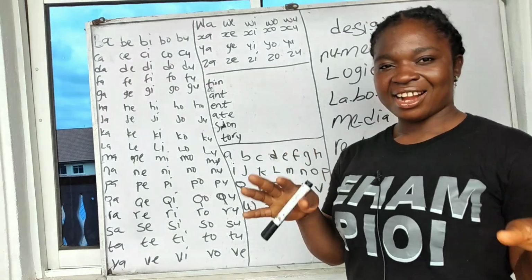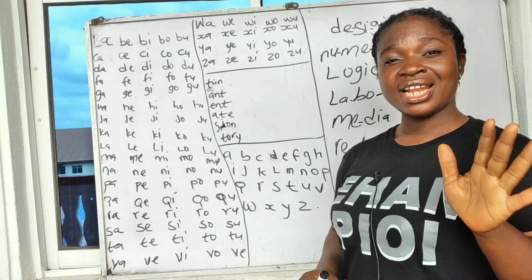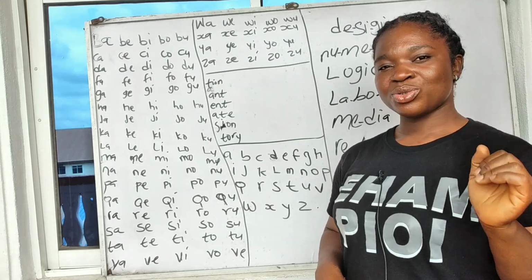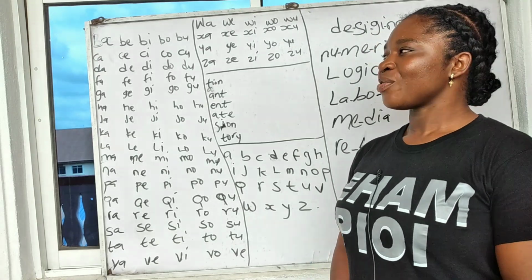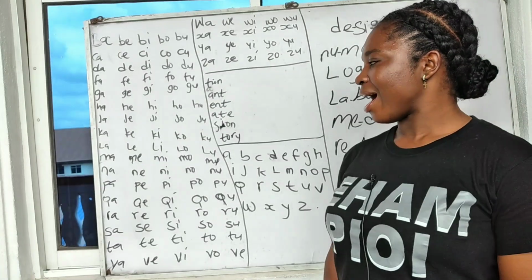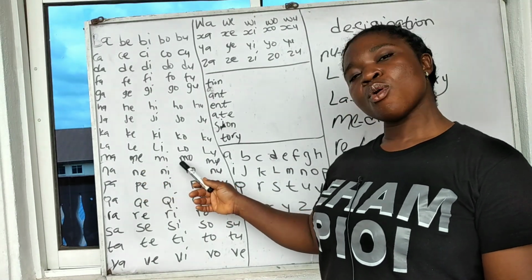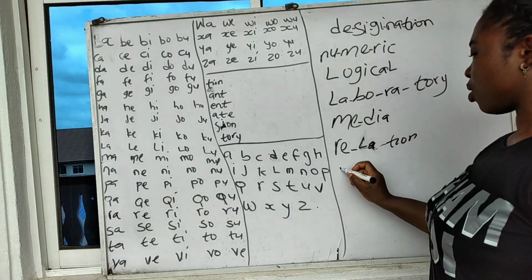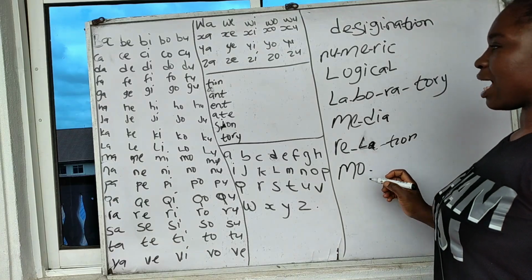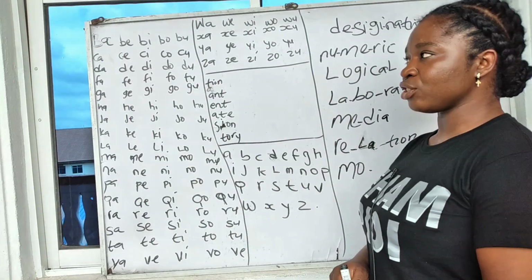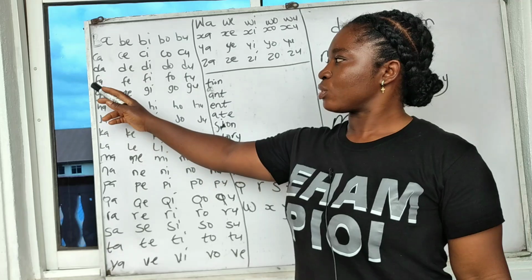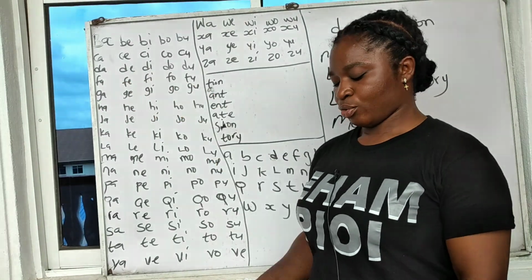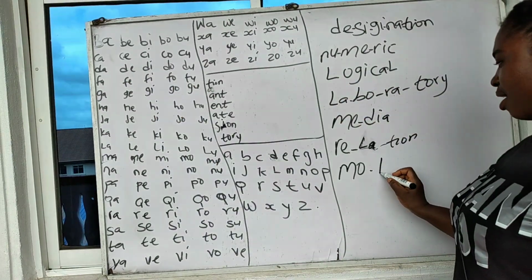All right, another word, modulation. Okay, so we get straight to the mo sound. We have the ma, me, mi, mo. Okay, we write the mo, the M-O. Now the do, modulation. The do, we go to da, de, di, do. We take the do right there. We have modu.